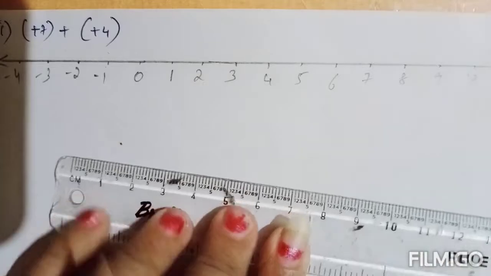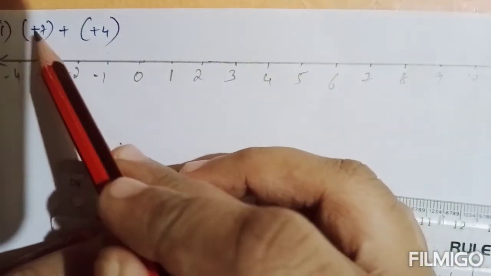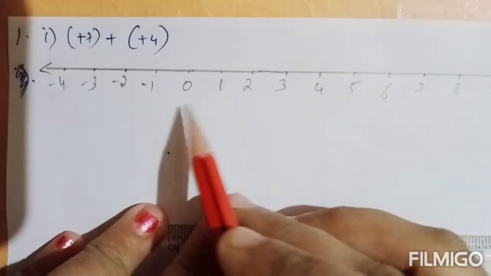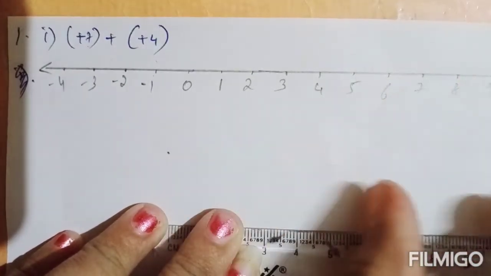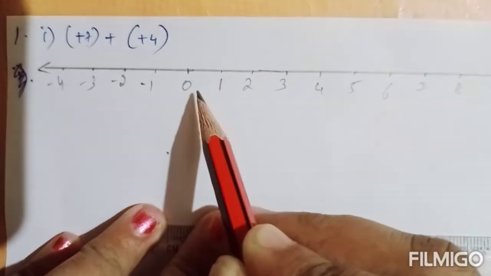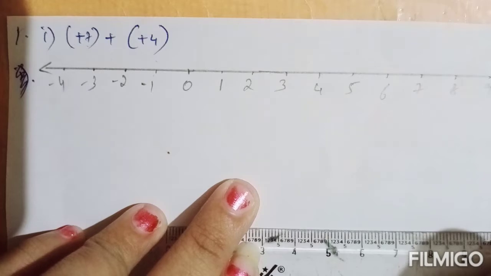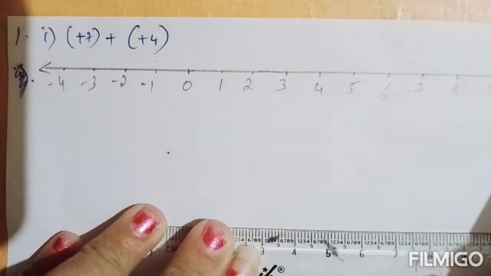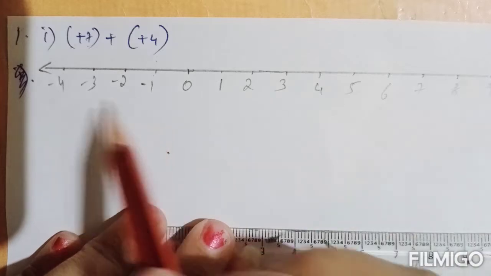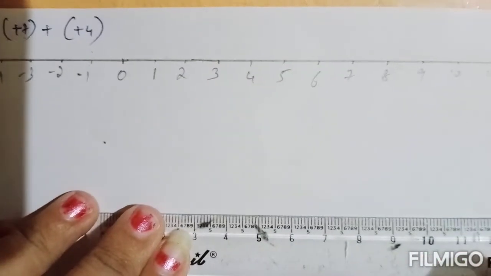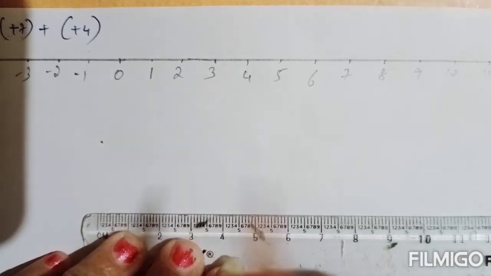So it is given positive 7. First you have to draw a number line like this. Draw a straight line and mark points at equal distances. Anywhere you can put 0. Now at equal distances, to the right of 0 you can mark positive integers, and to the left of 0 you can mark negative integers. Depending on the question you can mark the points.